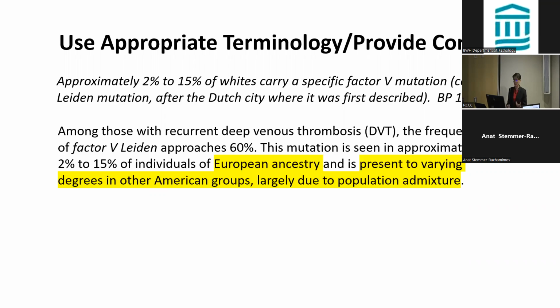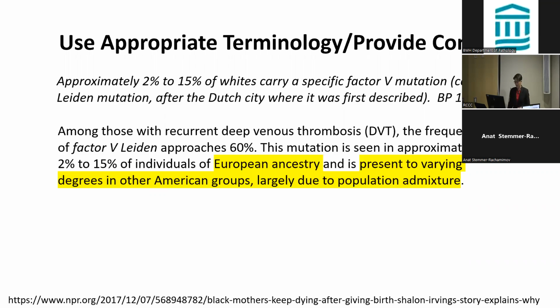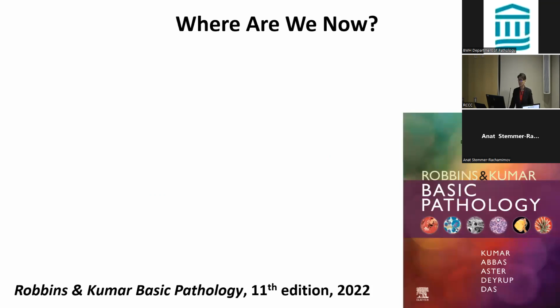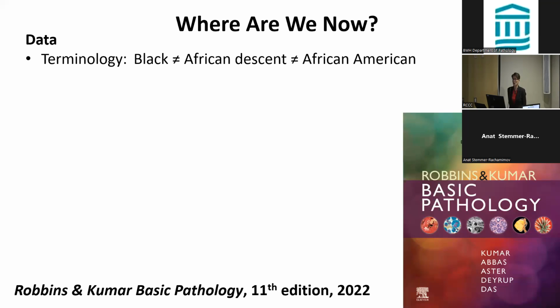Why is this important? We all know that heterozygous factor V Leiden mutation can be thrombophilic. And in fact, if you're interested, I recommend reading this article from NPR from 2017. So where are we now? Two years into creating this, we're going to begin with how we look at the data. So terminology: how do we address terminology? This is actually somewhat complicated because Black does not equal African descent, does not equal African American.